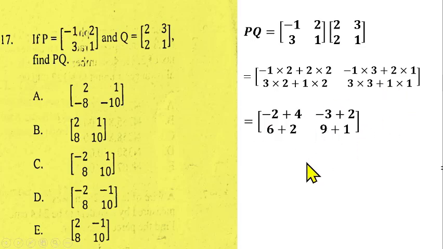So if we simplify further, we have -2 plus 4 is 2, -3 plus 2 is -1. This will give us 8, and this will give us 10. So if you multiply out these two matrices, you have this matrix given to us as the answer, which is option C.